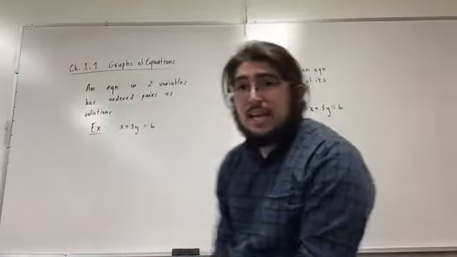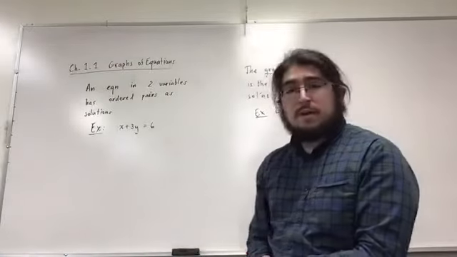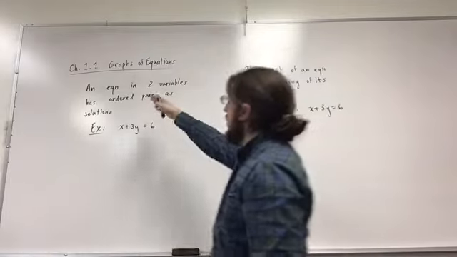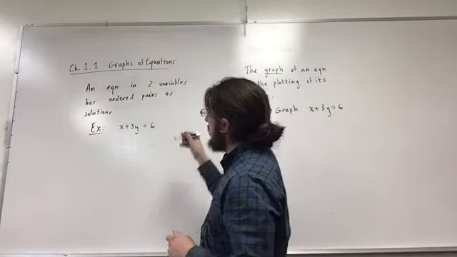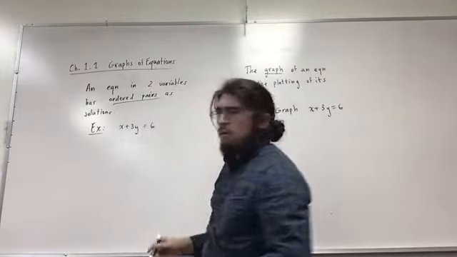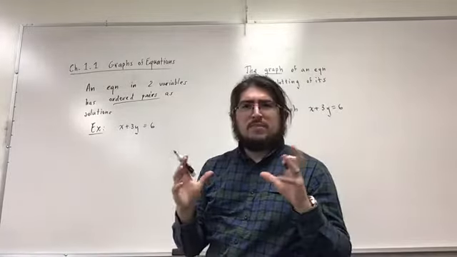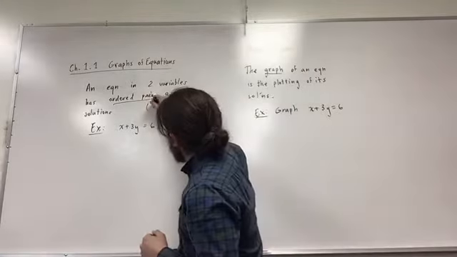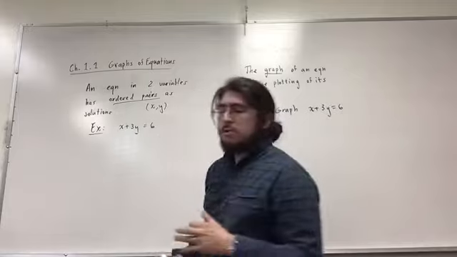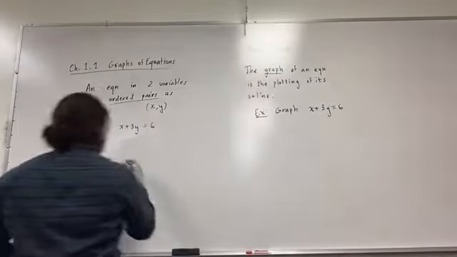Hi everyone, so this is a discussion on chapter 1.1, which is graphs of equations, and I've written here that an equation in two variables has solutions that are ordered pairs. An ordered pair, you think of just a set of two numbers, x comma y, and we'll see that right now. What I'm going to use here is a table to find these solutions.